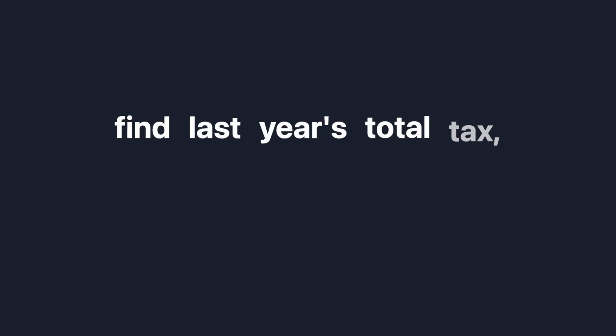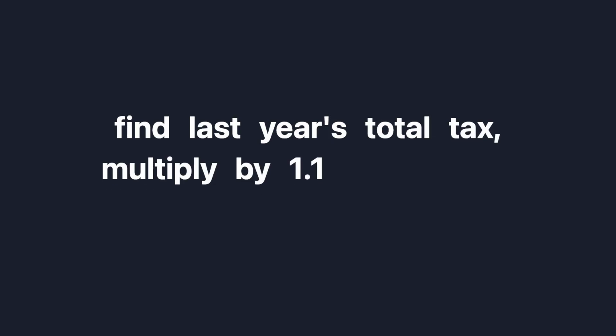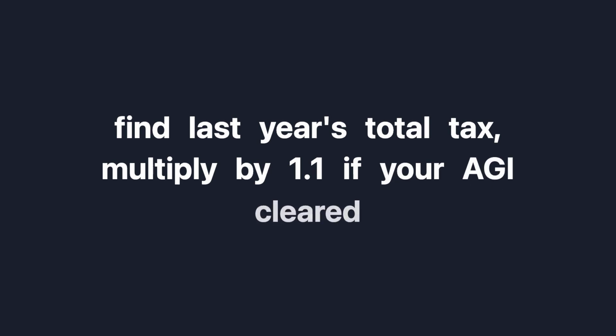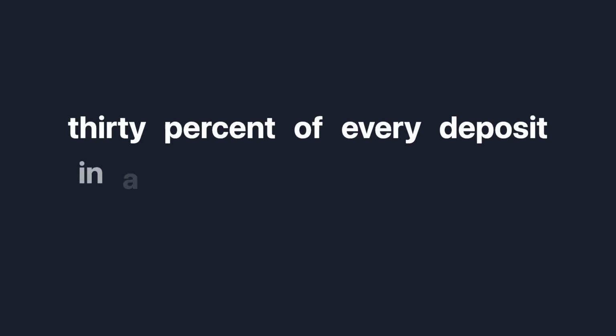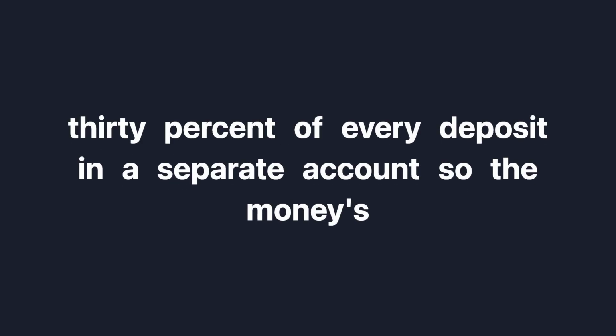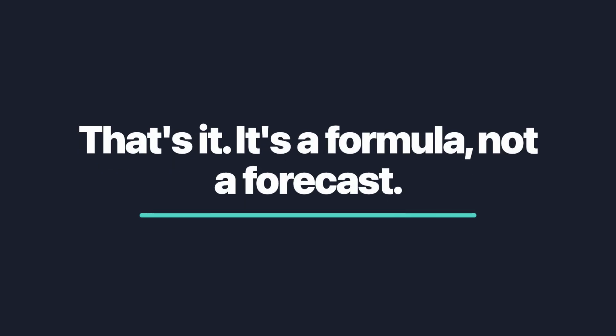Find last year's total tax, multiply by 1.1. If your AGI cleared $150,000, divide by 4. Send it through direct pay on April 15th, June 15th, September 15th, and January 15th, and park 30% of every deposit in a separate account so the money's actually there. That's it. It's a formula, not a forecast.